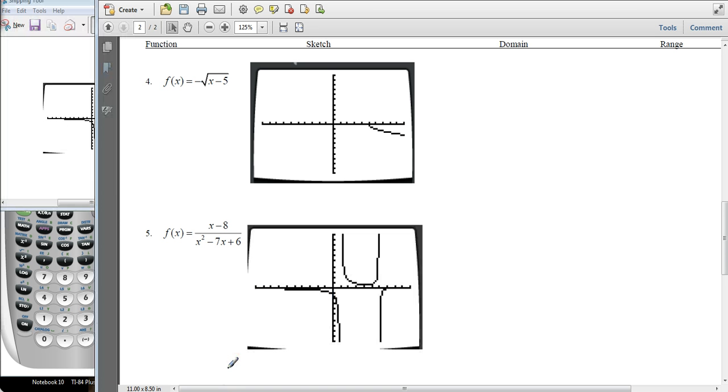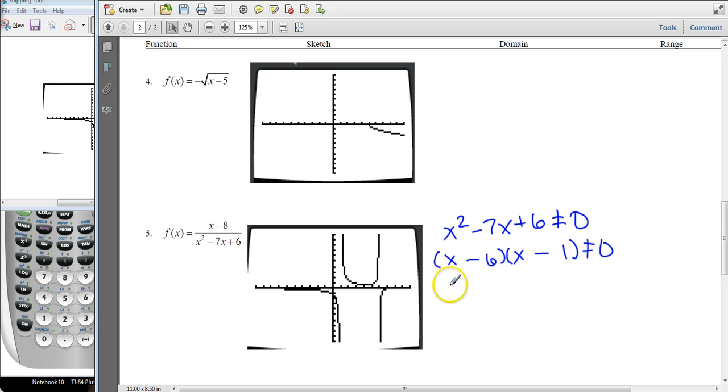Once again, we have a fraction, so we need to take the denominator and say that it cannot equal 0. To solve this one, we're going to factor it. Make your two sets of parentheses. X times x is x squared. 6 times 1 is 6. We need negative 6 and negative 1 to get a negative 7 in the middle. X minus 6 can't be 0. X minus 1 can't be 0. So x can't be 6 and x cannot be 1.